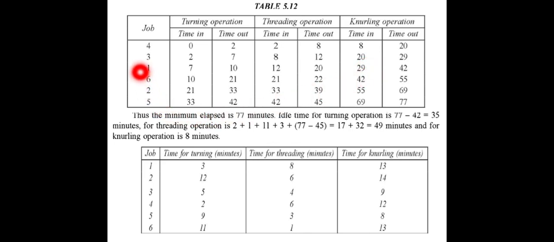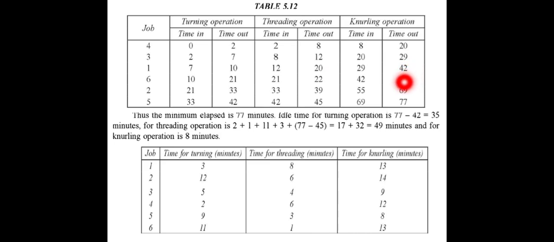So the next job is 3. The processing time for this is 5. So 2 plus 5 will be 7. So we compare 8 and 7, so here 8 is maximum, that's why it will enter time in here. So to process job 3, it takes 4 minutes. 8 plus 4 will be 12, and to process job 3, that is 9 minutes. 20 plus 9 will be 29.